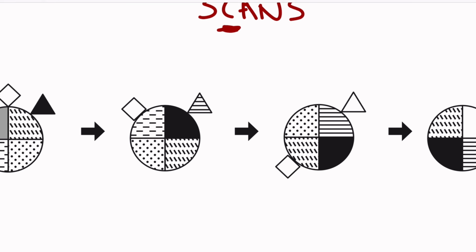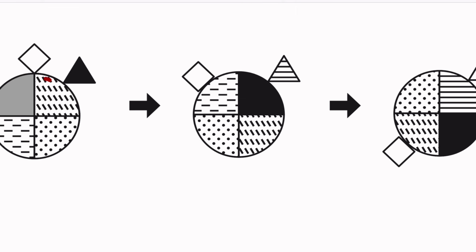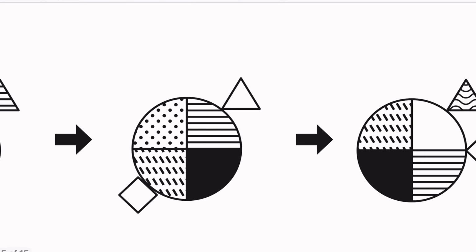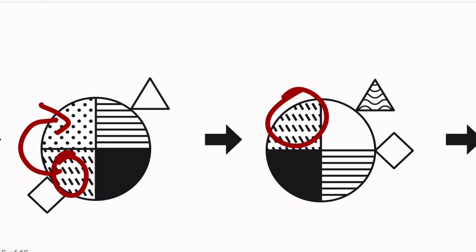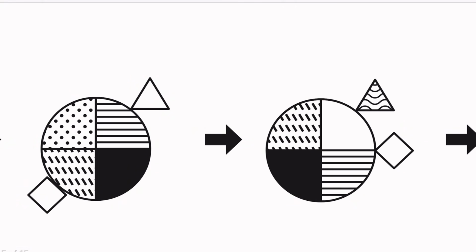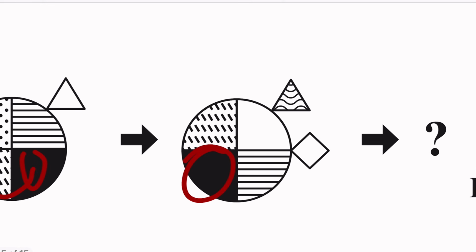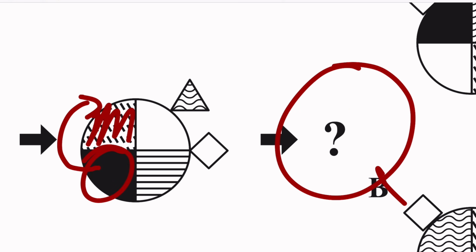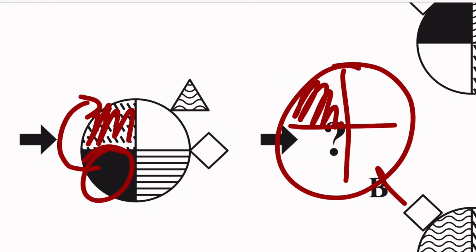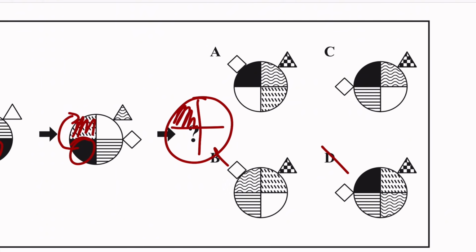So if we look at the color here, these things are just moving across one in the clockwise direction, okay? So let's look at here. This dash one moves clockwise and ends up here. And this black one, okay, this black one moves one clockwise and ends up here. So in the next shape, the black one should move and end up in the top left. It should be in the top left, the black one right here, okay? So which one has that? Both A and C have it.